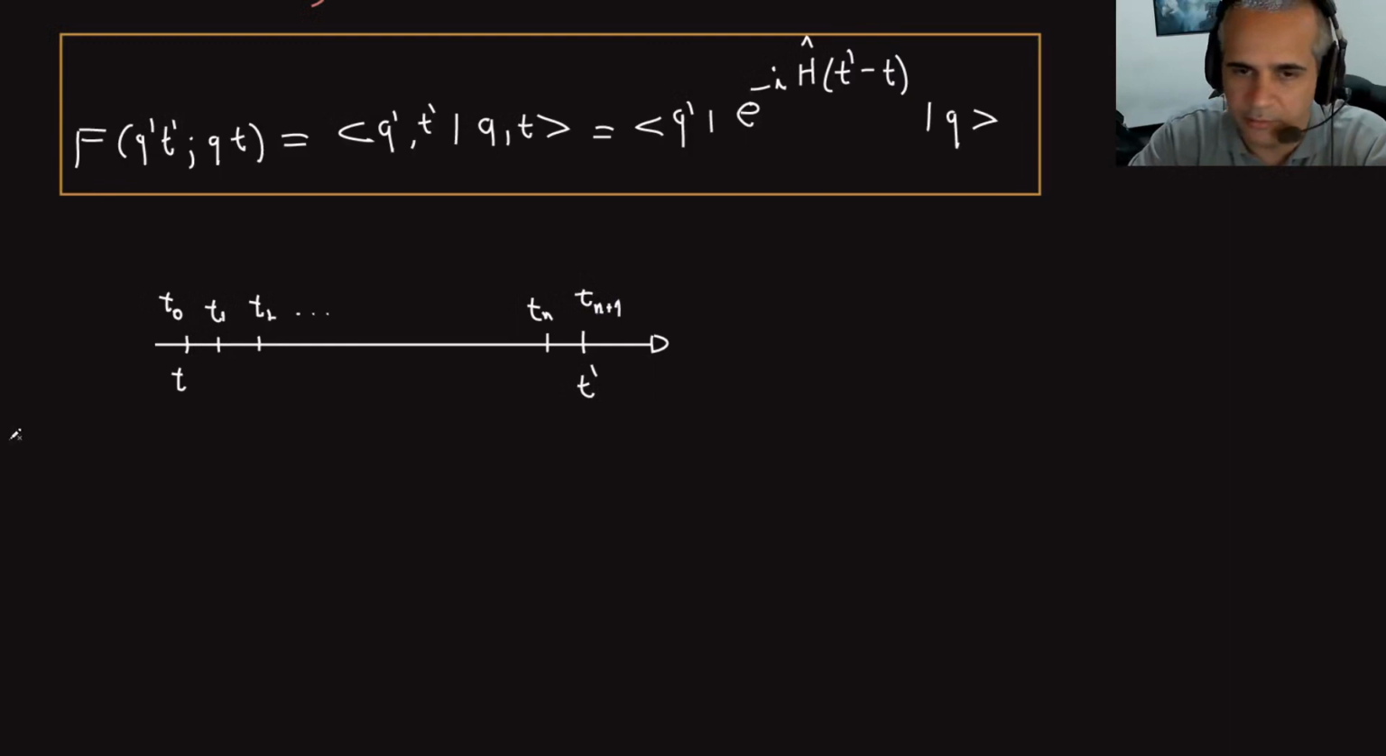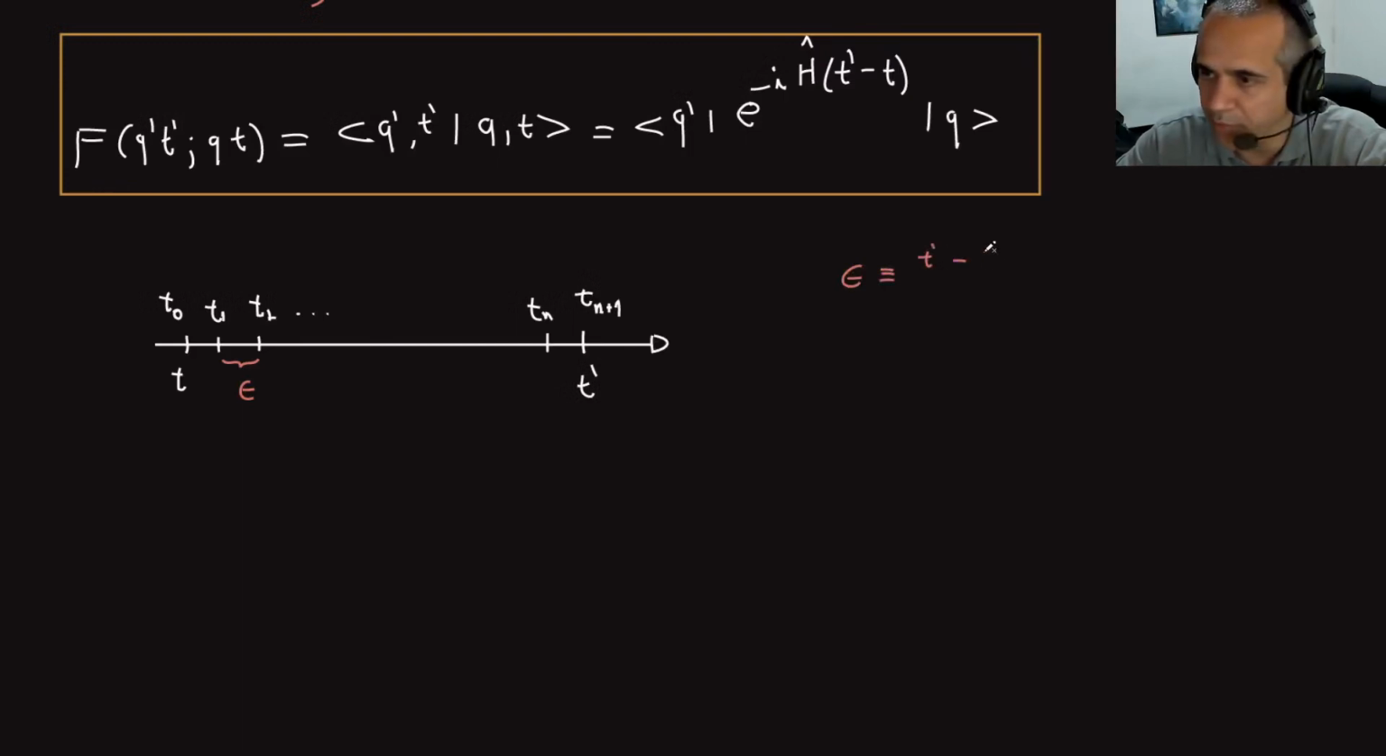The interval between any two neighboring points in time here we'll call epsilon. And of course, epsilon is just t prime minus t divided by n plus 1 slices, right? So I have n slices up to here, and n plus 1 is this last slice here.